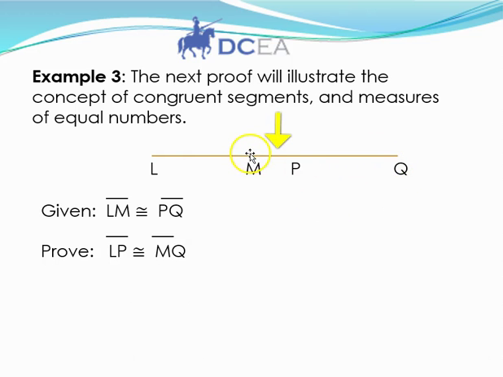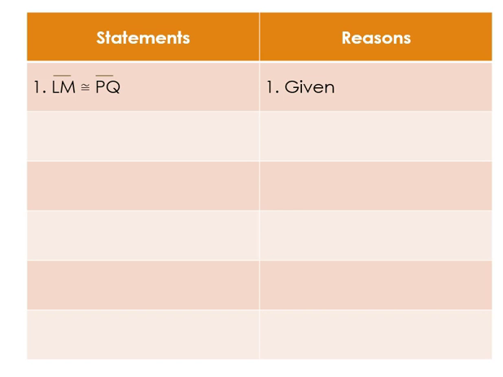Note that in between LM and PQ is a segment MP. This will be vital to our theorem, our proof. So step 1, we have statements and reasons. From our given, we know that segment LM is congruent to PQ. Statement 2, because these were congruent, we can now state that they are equal. So definition of congruent segments.